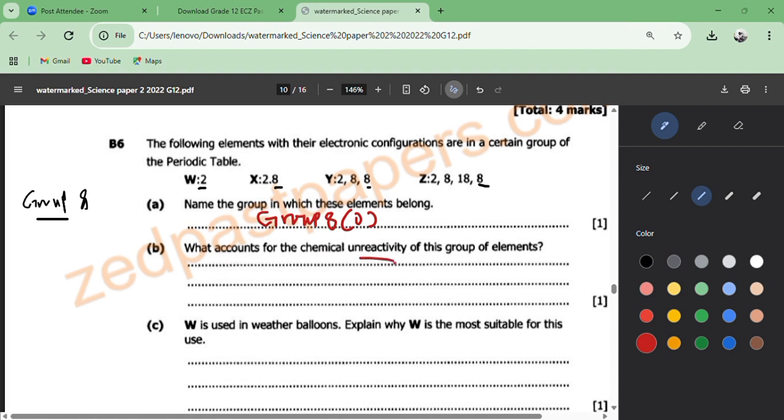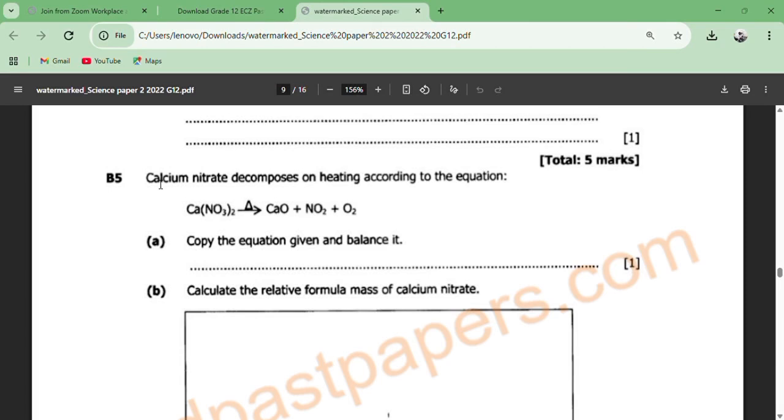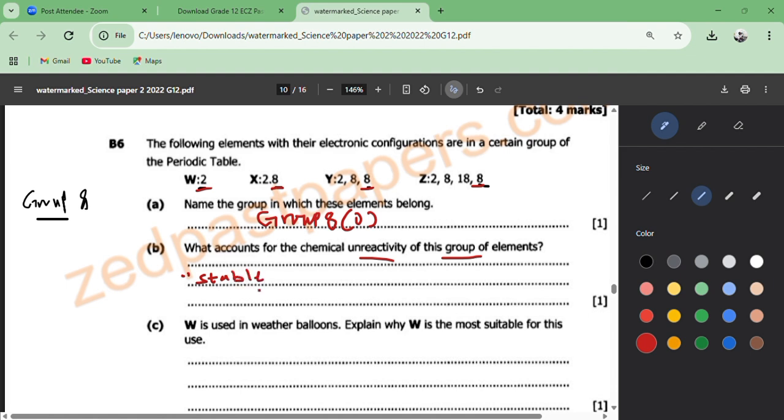What accounts for the chemical unreactivity of this group of elements? That's very correct. It's because the outer shell electrons are filled to maximum. This one is full. This one is full. This one is full. This one is full. So all these, number one, they are stable.